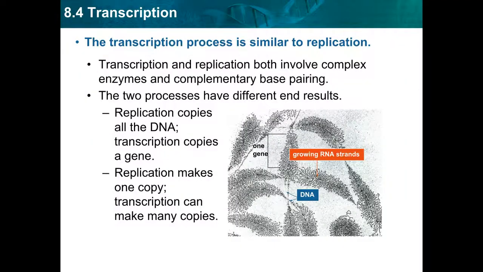The transcription process, you may have noticed, is very similar to replication. Transcription and replication both involve very complex enzymes and use complementary base pairing rules. The two processes, however, have very different end results. Replication copies all of the DNA. However, transcription will only copy a gene, or basically what it needs to make a protein. Replication also makes a single copy, whereas transcription can make many copies.